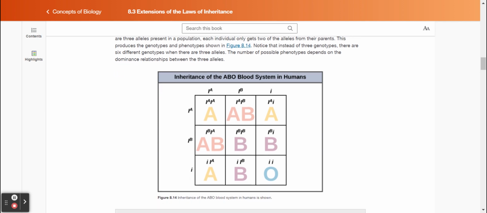Notice that instead of three genotypes, there are six different genotypes when there are three alleles. The number of possible phenotypes depends on the dominance relationship between the three alleles. Figure 8.14. Inheritance of the ABO blood system in humans is shown.